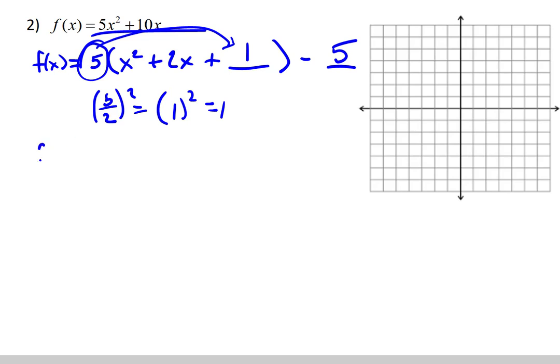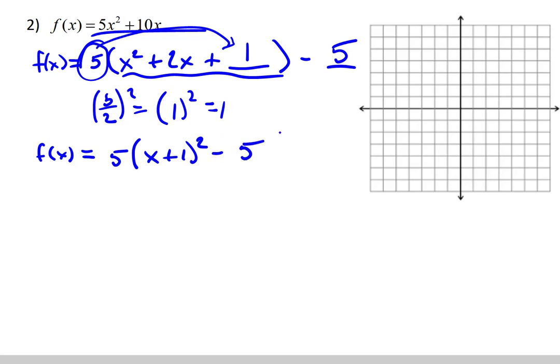Now let's proceed with the factored form. We'll write this as f of x equals 5 times (x plus 1) squared. That's factoring the perfect square trinomial we've now created in our problem. And then don't forget our minus 5 there at the end. So now this is in vertex form.